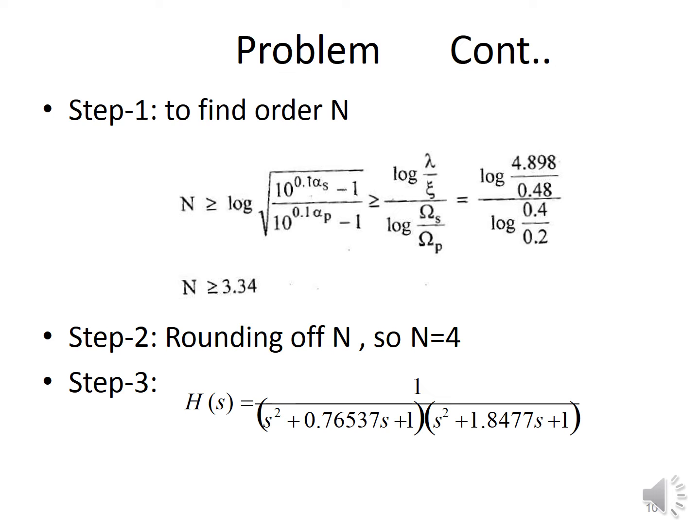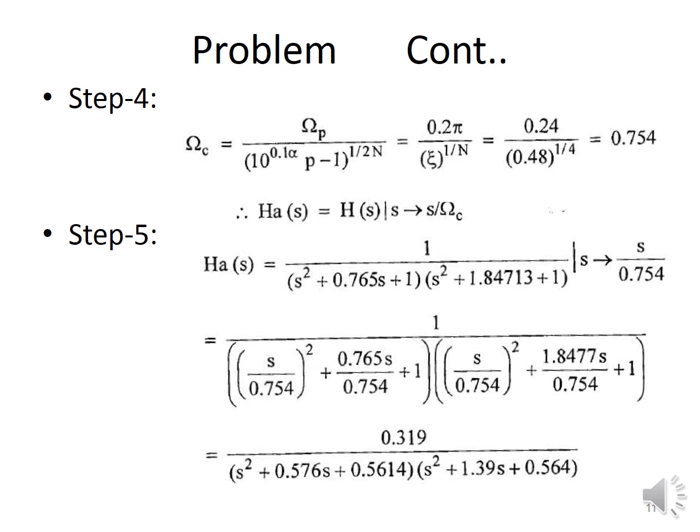And then we go to calculate the normalized transfer function. We already studied that the numerator polynomial value for Butterworth filter is 1, and the denominator polynomial value is calculated with the help of the given table. So H of s equal to 1 divided by s square plus 0.76537s plus 1 into s square plus 1.8477s plus 1. And then we calculate the cutoff frequency with the formula of omega p divided by 10 power 0.1 alpha p minus 1 the whole power 1 by 2n.